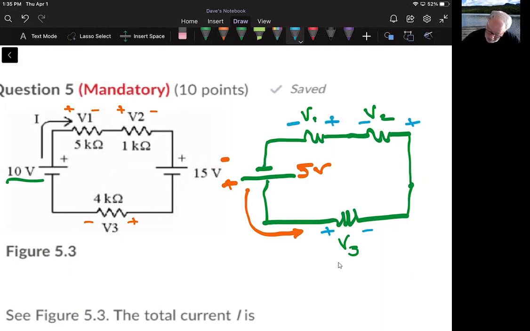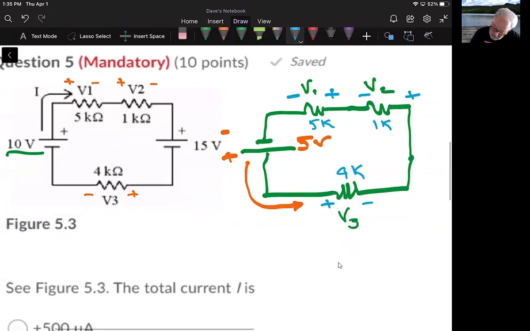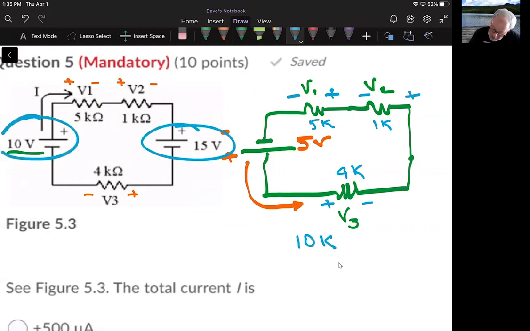And you know you're doing the right thing here because you see the minus connected to the minus. So that's what you would have across there. The values for the resistors are still 5K, 1K, and 4K. All right. Now, the total resistance for this is 10K, and the total voltage of the two combined sources is 5 volts. So 5 volts divided by 10K is going to equal, what is that?